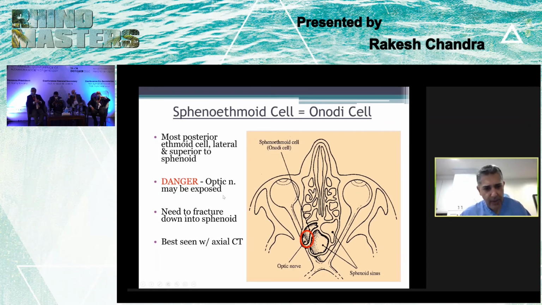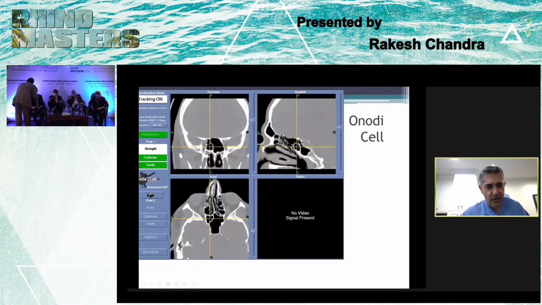So another anatomic variant is the so-called anode cell, or the sphenoethmoid cell. This is when an ethmoid cell pneumatizes superiorly and laterally to the sphenoid cavity proper. So this would be the right sphenoid. The left sphenoid is over here, and that's that so-called anode cell. It's seen on axial and sagittal CTs, actually.